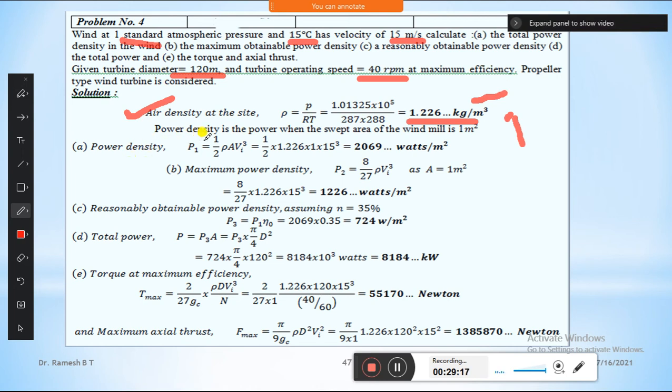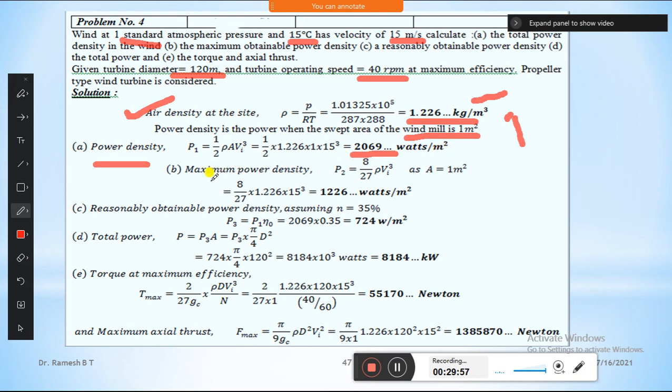Second thing is the power density in the wind. The swept area is not given, so you have to assume that the swept area is 1 meter square. Clear? So the power density from that 1 meter square, we can call it P1, is equal to half rho A Vi cube. Vi means inlet velocity. So we take the density 1.226 into area 1, and V is 15 cube. From that we get a value of 2069 watt per meter square. Means per meter square we get the power of 2069. Clear?